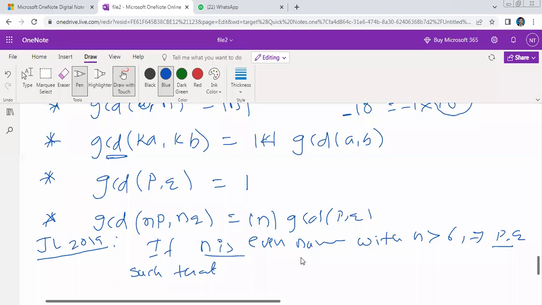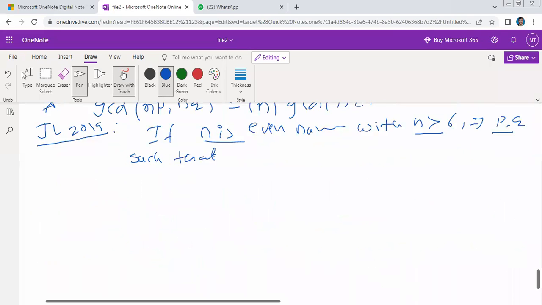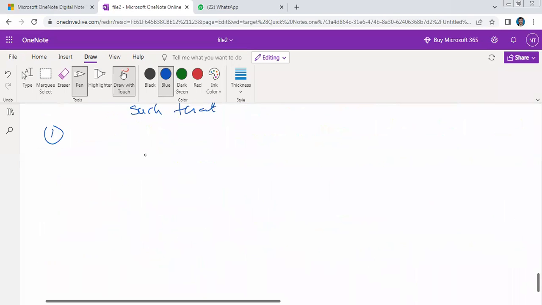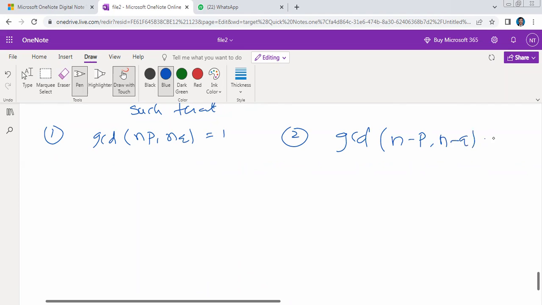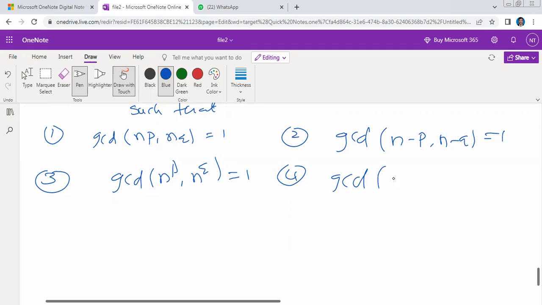My question is: n is any even number with n greater than 6. Then there exist two prime numbers P, Q such that... which of the following is correct? Options are given. First option, GCD of nP, nQ is equal to 1. Second option, GCD of n minus P, n minus Q is equal to 1. Third option, GCD of n^P, n^Q is equal to 1. Fourth option, GCD of n^2 P, n^2 Q is equal to 1. Which is the correct option?